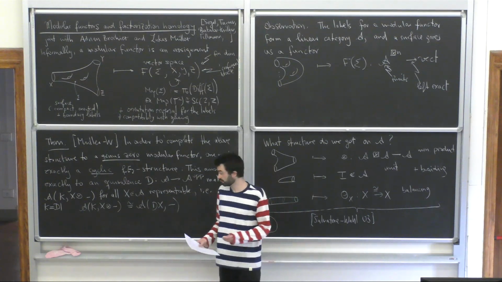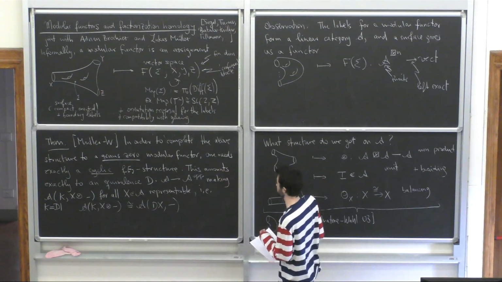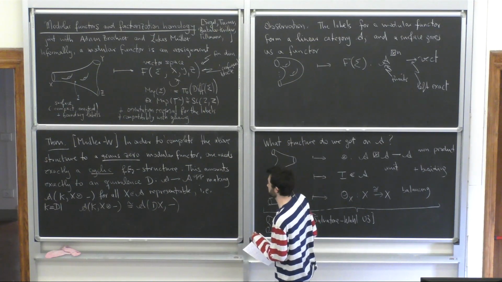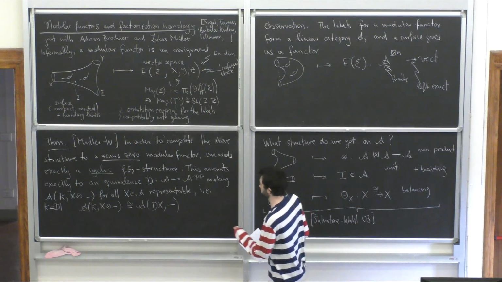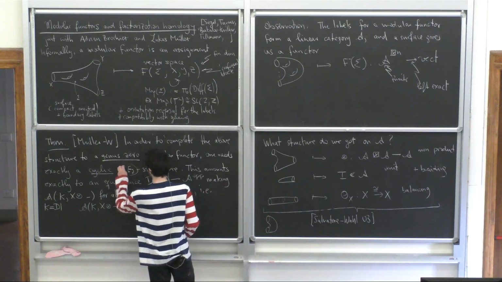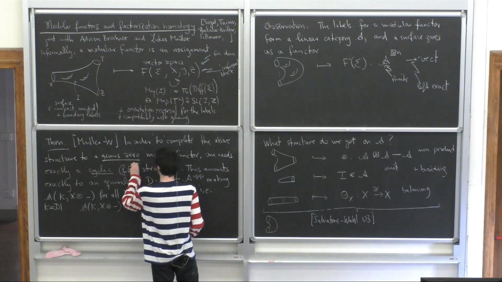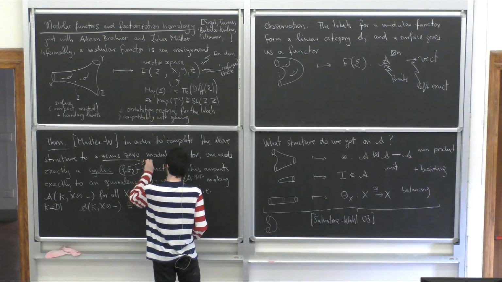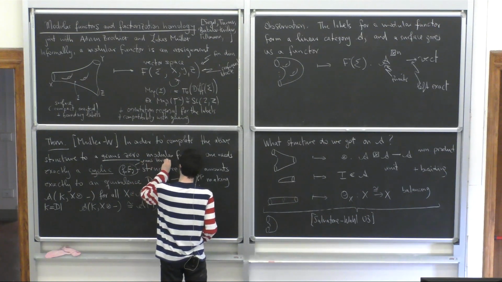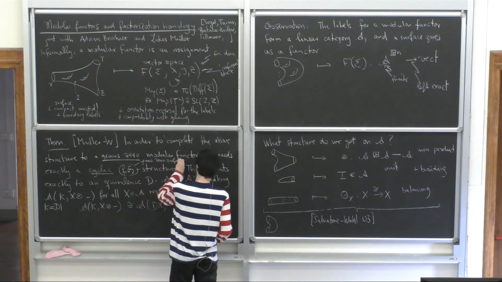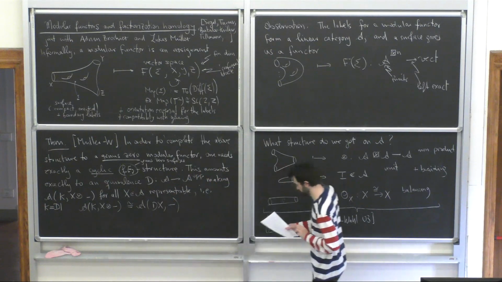FE2 is framed E2. Yes, I should have said. So framed E2, since I didn't introduce this, you can also read this as genus 0 surfaces. Yeah, sorry.